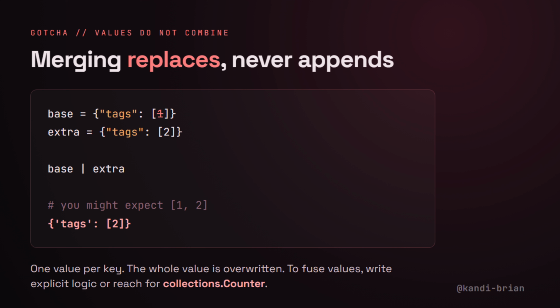And your second gotcha, the data loss trap. Merging never combines values under a shared key. So if base has {"tags": [1]}, and extra has "tags": [2], the result is tags: [2], not [1, 2]. The whole value is going to be replaced, not appended. If you actually need to fuse values, sum counts, concatenate lists, no merge operator is going to do that for you. You write explicit logic, or you reach for collections.Counter when you're adding numbers.